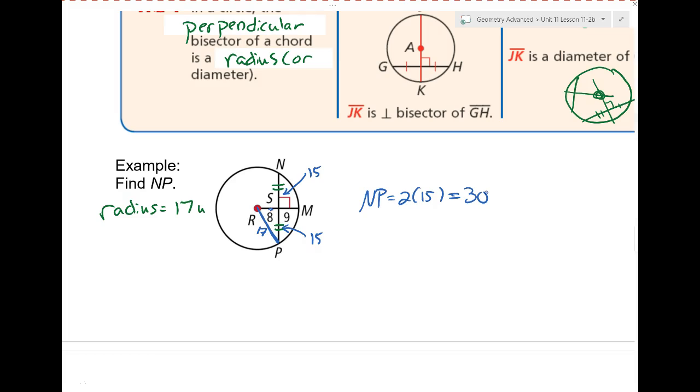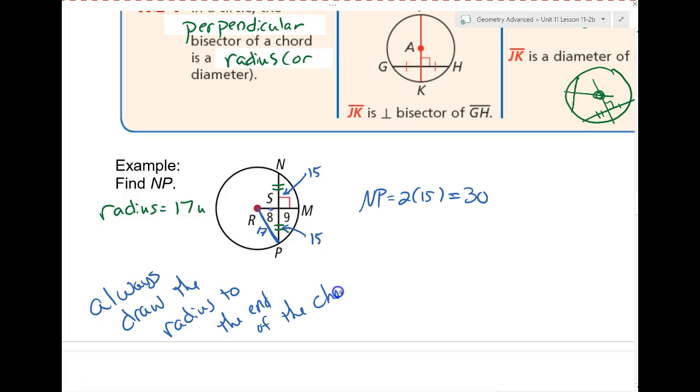Grueling, wasn't it? But what was the key thing you had to do? Yeah. If you're stuck with circles, can we just say if you're stuck anytime, always draw the radius in. And here's my hint for you. The radius to the end of the chord. So you might have to do it so it's a perpendicular bisector, but if in doubt, draw it in. There's no one saying that you can't.